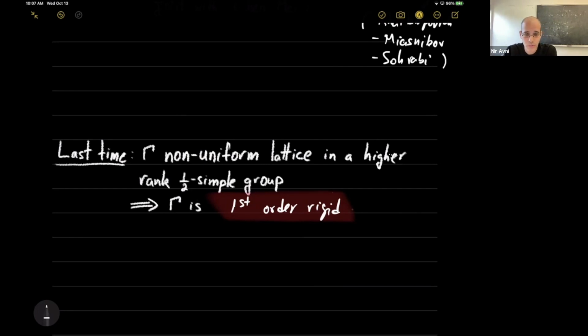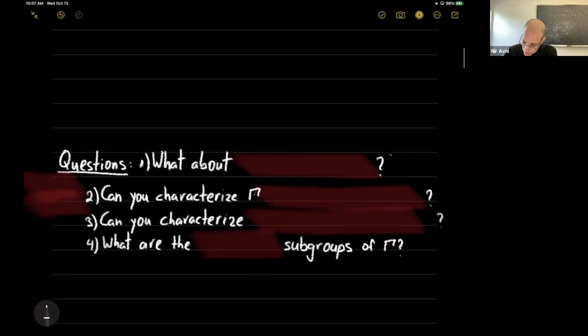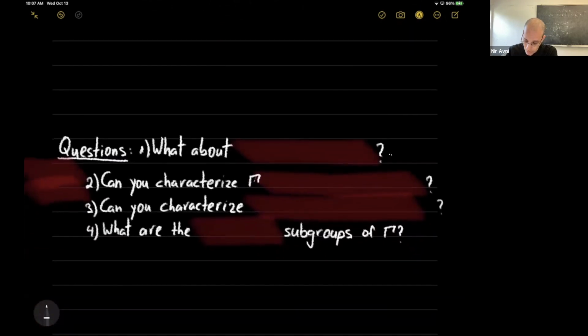So Chen and I, after doing this work, sat down and thought about questions that we would like to see solved. And we came up with certain questions, and I want to talk about partial answers to these questions. So the first natural question is, what about uniform lattices? The second was an extension in a different direction. Can you characterize your group, your lattice, not by the collection of all of its first order statements, but rather by a single statement?